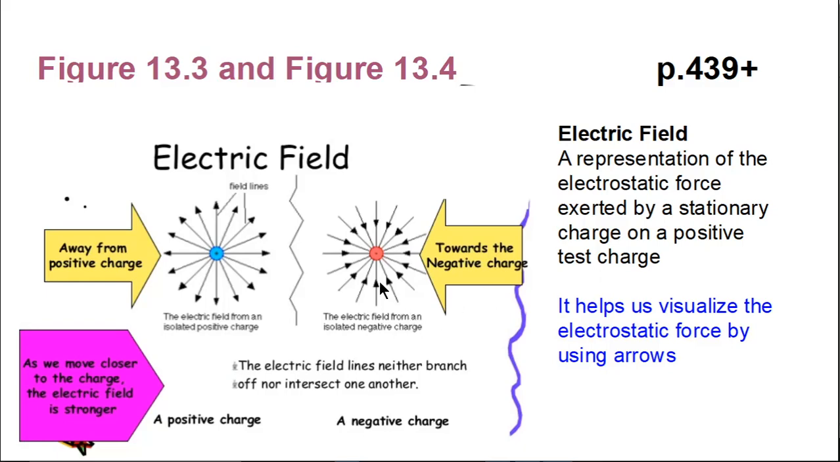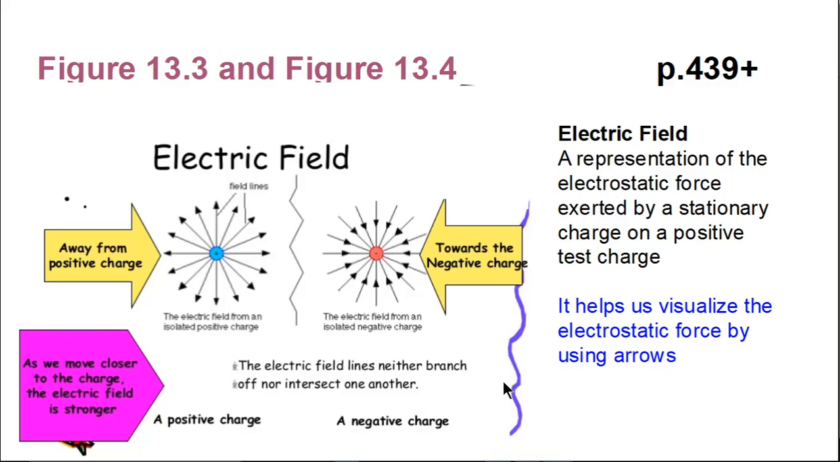Okay, so we're going to be drawing lines. That's what we're going to be doing from now on. This should make sense to you. As we move closer to the charge, the electric field is stronger. Remember that the shorter the distance, the more attraction or repulsion, and the more charges that you have, the more attraction or repulsion too. Please notice too that these are straight lines. They cannot cross one another, so they do not intersect when you're drawing these lines.